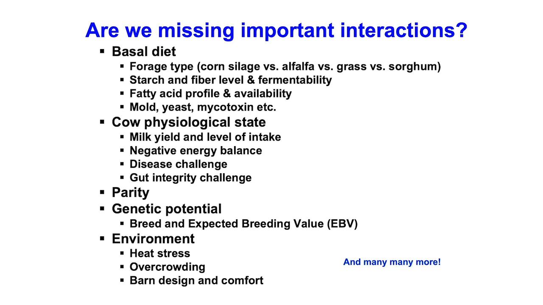So this is just the start of a list of interactions. We have all things on basal diets: corn silage versus alfalfa, grass, sorghum, starch and fiber level and fermentability, fatty acid profile and availability, molds, yeast, mycotoxins, a lot of other dietary factors we could talk about. Cow physiological state: milk yield and level of intake, negative energy balance, transition cows would be in there, disease challenges, gut integrity challenge.